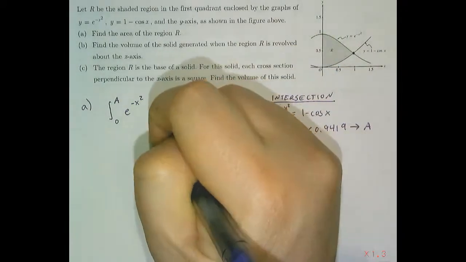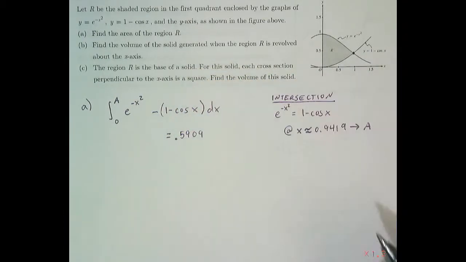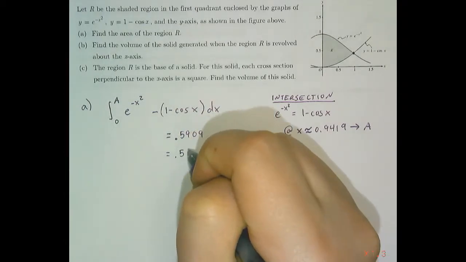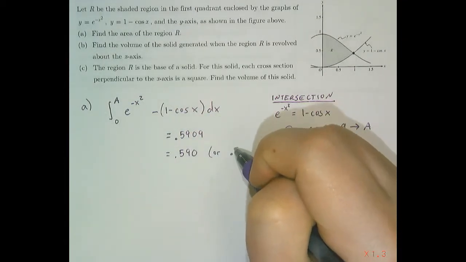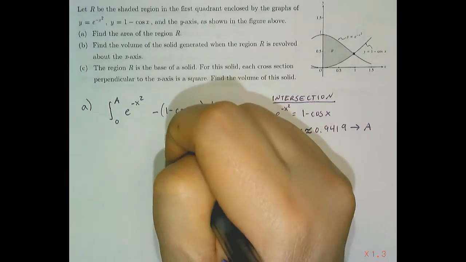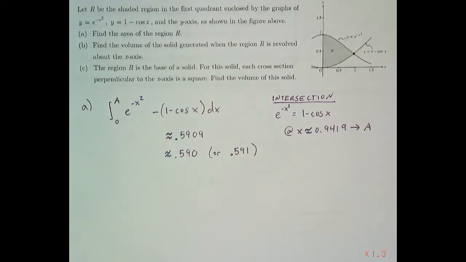So the area equals 0.5909. For the AP test, a value of 3 decimal places is suitable. So 0.590 or 0.591. They'll accept rounded or truncated. And these are approximations because we're doing the rounding process. But there's our Part A completed.